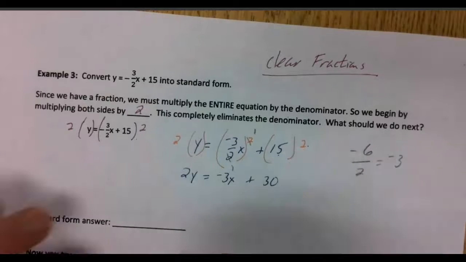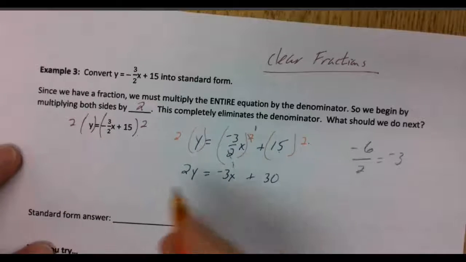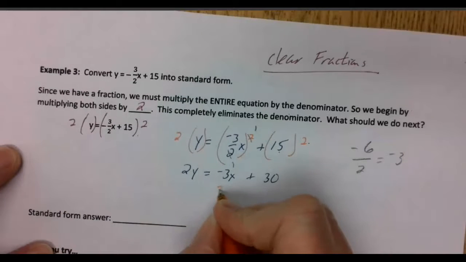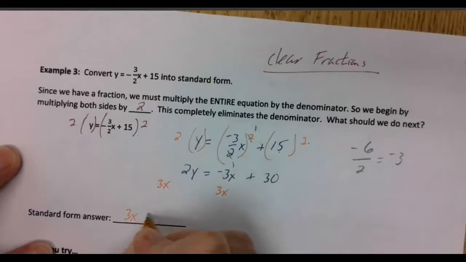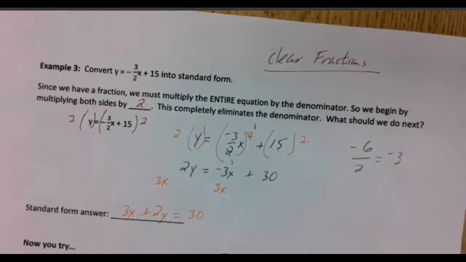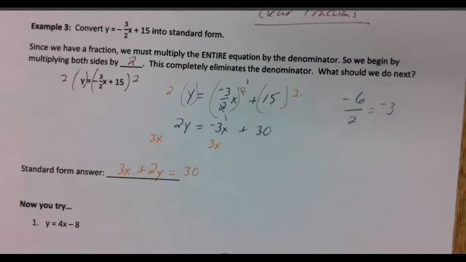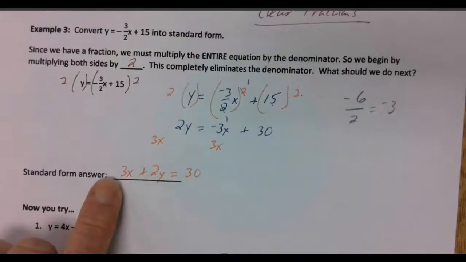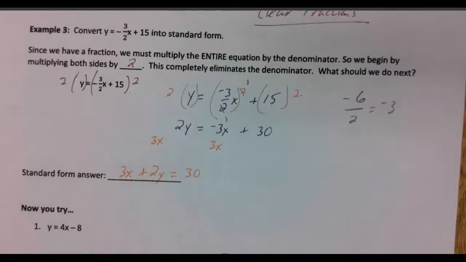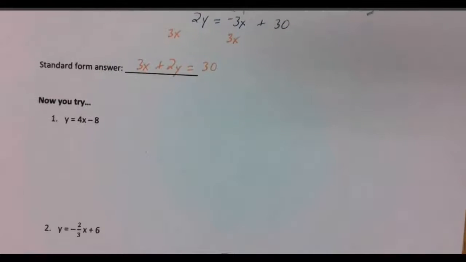We're going to move it over to the other side because we have to have x and y on this side. I have a -3x, so I'm going to add a positive 3x. And I get 3x plus 2y is equal to 30. Now always double check, is that true standard form? Do I have everything as a whole number? Yes. Is a positive? Yes. Okay, good.